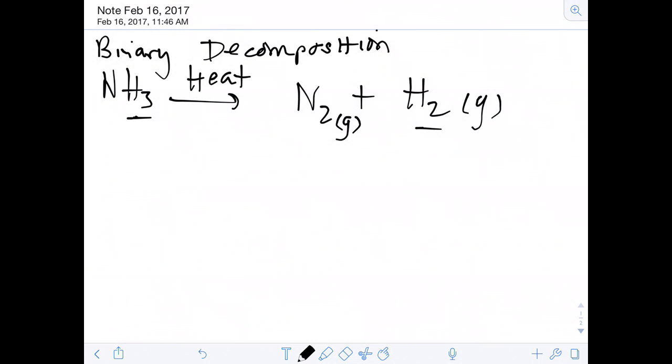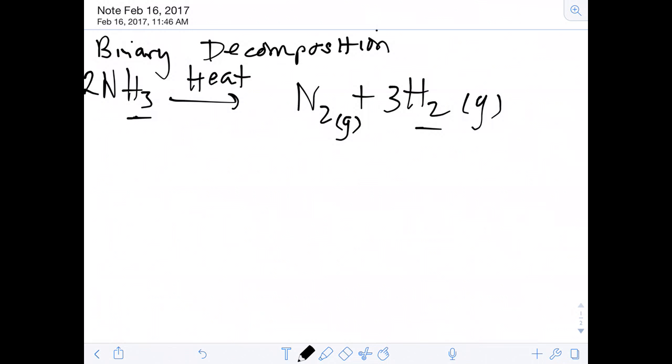So how many ammonias do I need to make? 2. Exactly. So if I put 2 right here, Corey, now I've got 6 hydrogens on the left-hand side. And all I have to do is put a 3 right here. Now I'm balanced. I've got 6 hydrogens here and 6 hydrogens here. So that follows the first law of thermodynamics, right? The conservation of mass and energy.